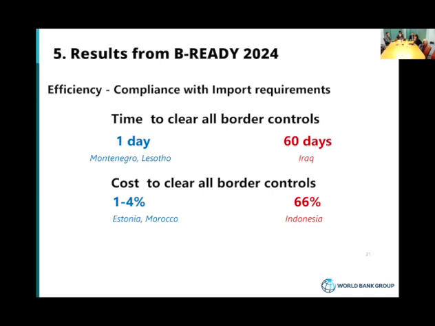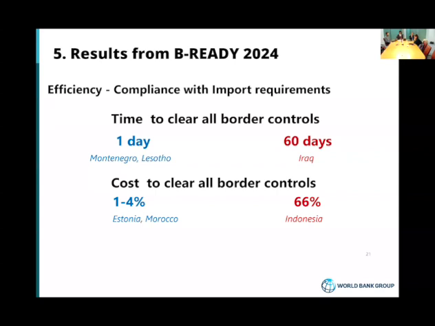In fact, it's even more enhanced. We see that it can take as little as 1 day to clear all border controls for imports in Montenegro and Lesotho, and it can take up to 60 days, virtually 2 months, for goods to clear our border control agencies. Again, highlighting the importance of mitigating transactional costs and operational times to facilitate trade.